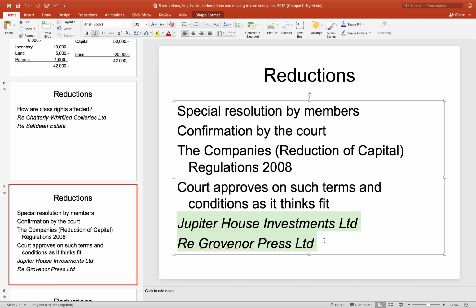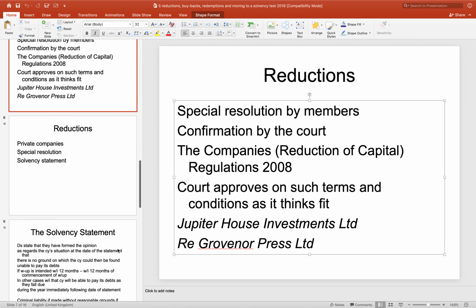This was a reserve created for an asset, so in Jupiter House Investments, that was sort of an asset where they thought they may have a claim against their solicitors for damages. So if that claim was going to be successful, they would have to put an entry on the capital side, preventing them from distributing that.